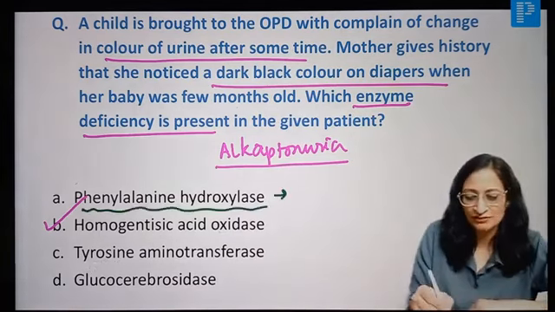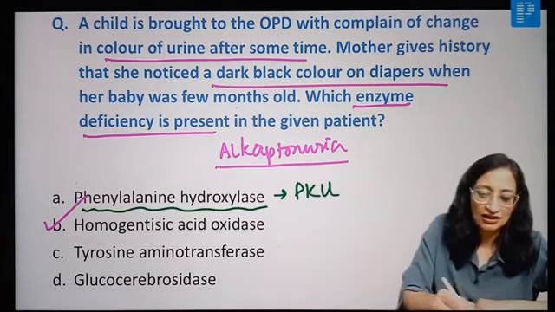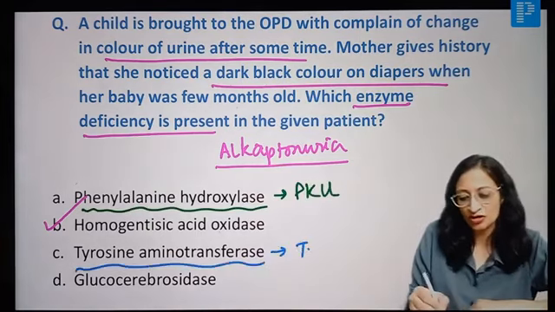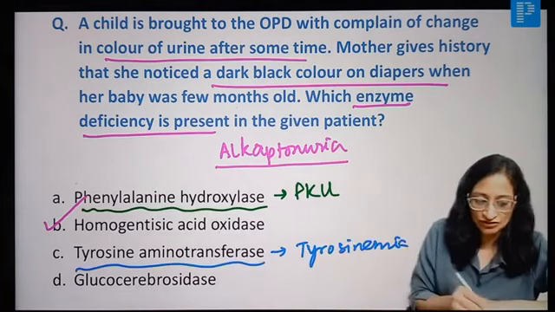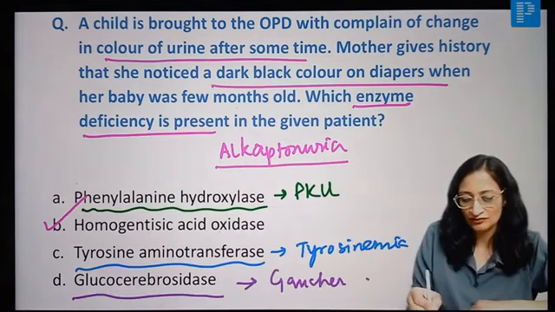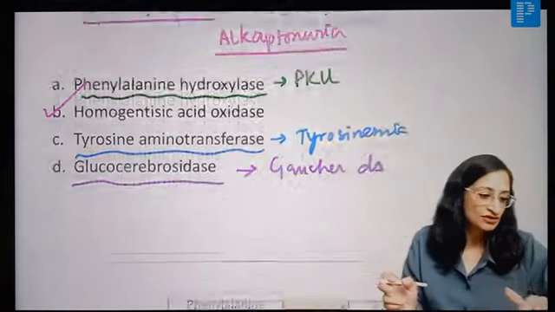Phenylalanine hydroxylase deficiency happens in phenylketonuria. Tyrosine aminotransferase deficiency happens in tyrosinemia. You can get match the following type of questions also. And glucocerebrosidase deficiency you get in Gaucher disease, right? Where there is Gaucher cells with crumpled paper tissue appearance of the cytoplasm.